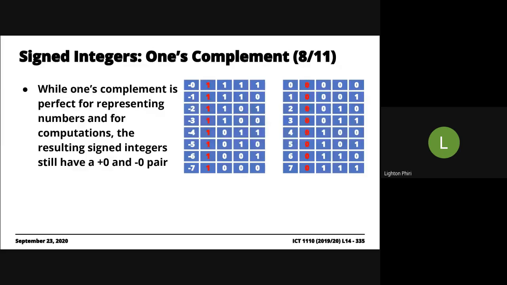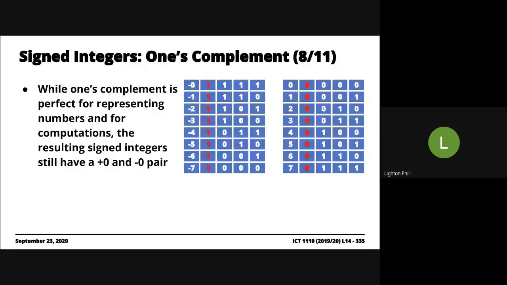So we went through specific rules for converting a decimal number into its equivalent one's complement coded value, right? Very trivial process. All we have to do is flip the bits if the number is negative. If the number is positive, we just leave it as is. We also went through the reverse process, converting a one's complement binary value back to a decimal value, right?